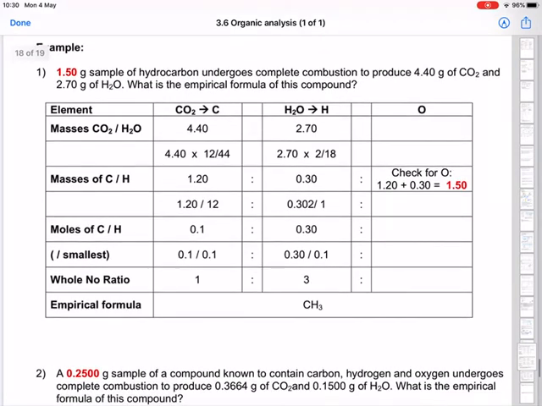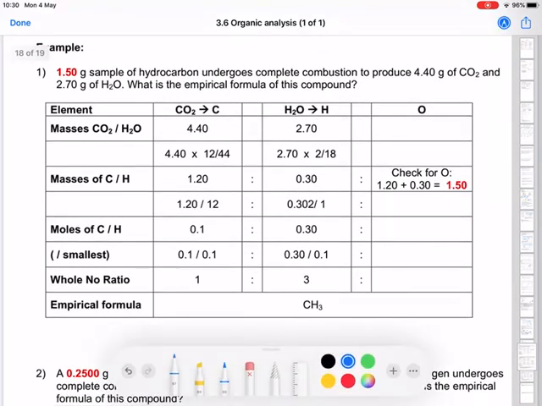So here's the first example then. You're told in the question you've got 1.5 grams of a hydrocarbon that undergoes complete combustion to produce 4.4 grams of carbon dioxide and 2.7 grams of water. That is what we start with here. We're basically adding an extra row before we get to the masses that we use in our empirical and molecular formula calculations.